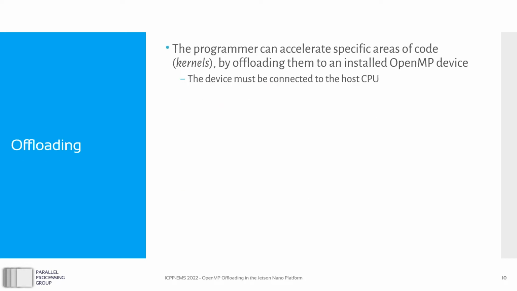A basic feature of the device model is offloading. The programmer accelerates specific areas of code called kernels by offloading them to an OpenMP device. The only requirement is that the device must be installed to the main system and connected to the host processor.